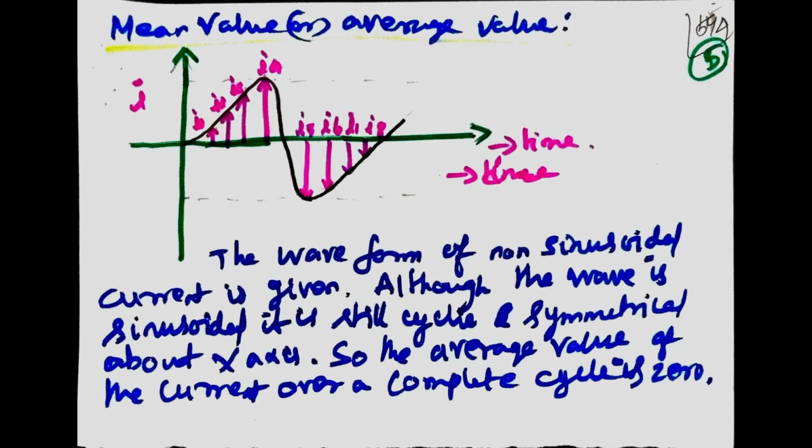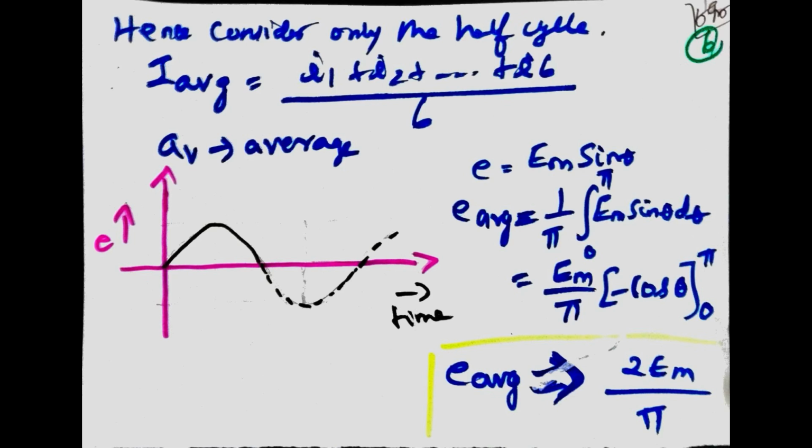Mean value, that is, average value. Graph shown in figure. Hence, consider only the half cycle. For the first half cycle, I average is equal to I1 plus I2 plus etc. plus I6 divided by 6.